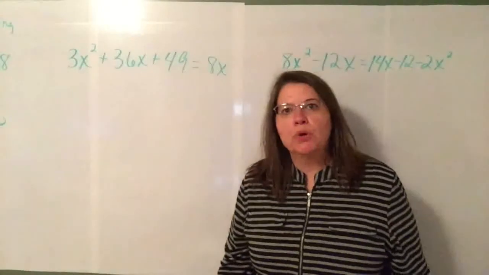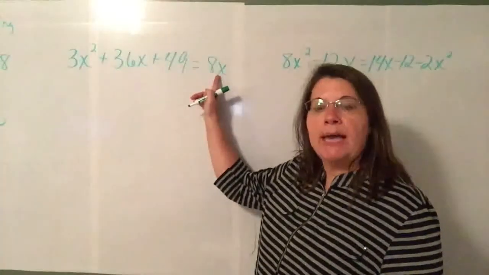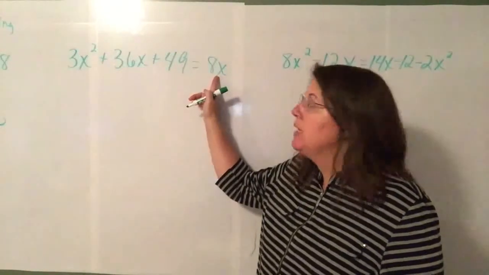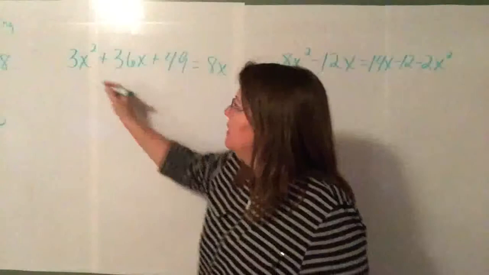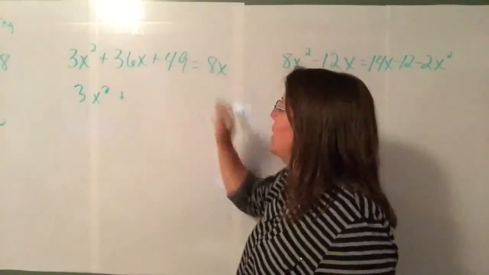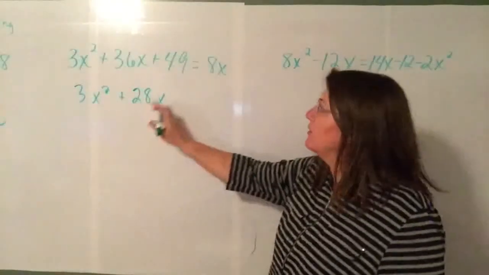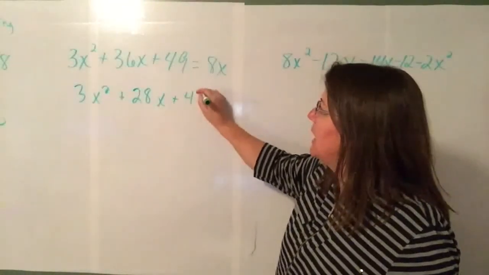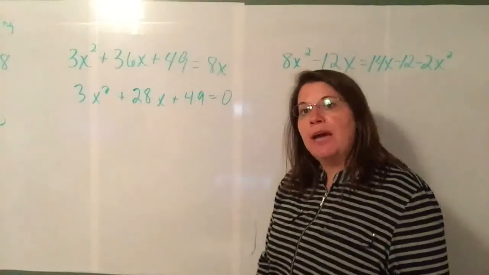Here are 2 more quadratic equations. In this one, notice the 8x is on the other side. It has to be equal to 0 in order to solve this. So I'm going to move that 8x over here with the 36x. That will give me 3x squared plus 36x minus 8x, which is 28x, and then I have the plus 49, and that equals 0.